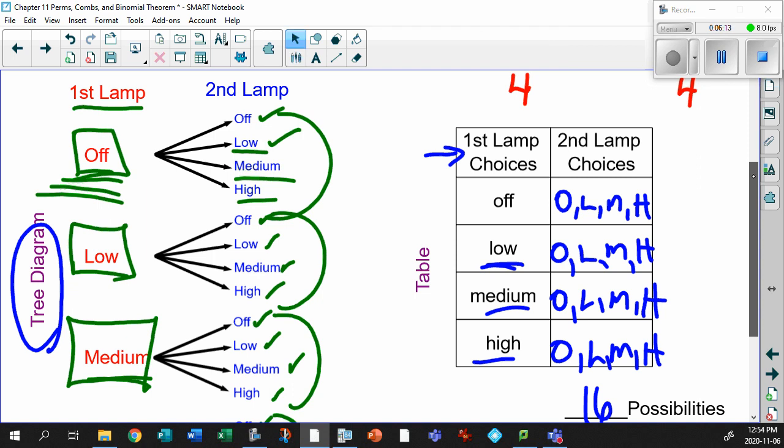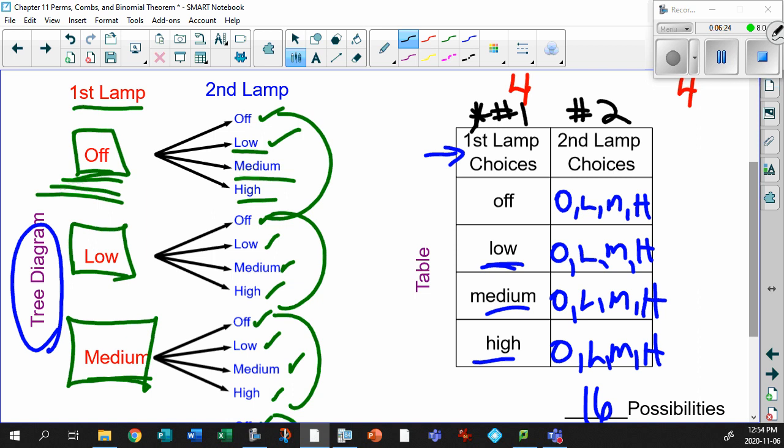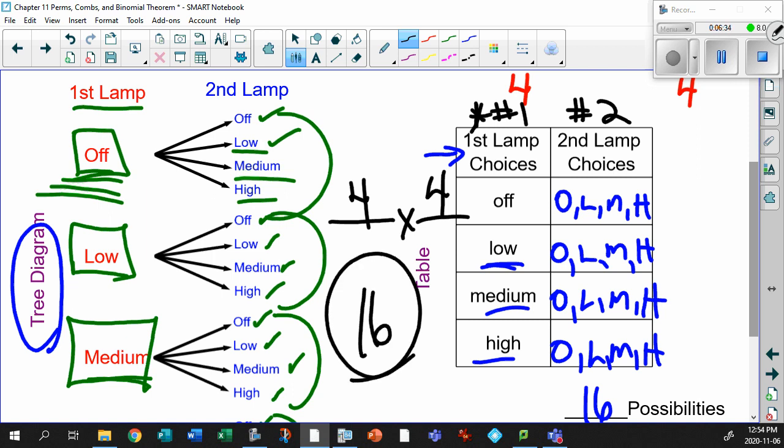Or you can be smart and use the fundamental counting principle and call this stage number one, okay? Call this stage number two. You have four choices for number one. You have four choices for number two. You multiply them together. You get 16 possibilities all together.